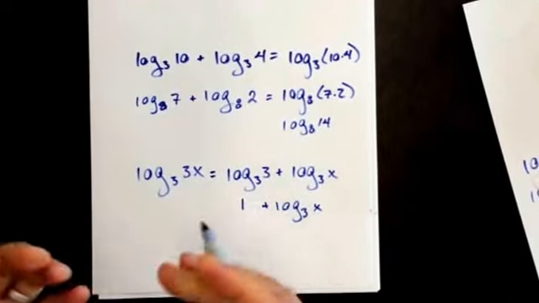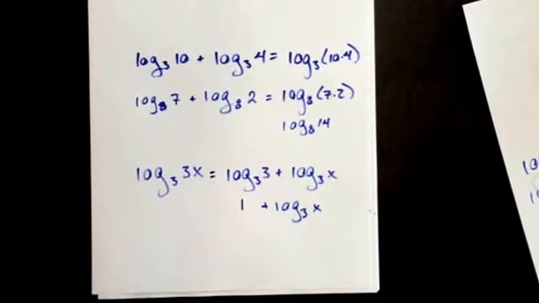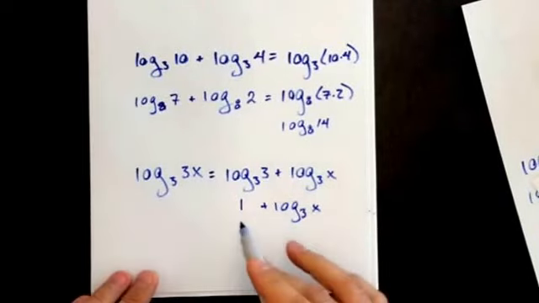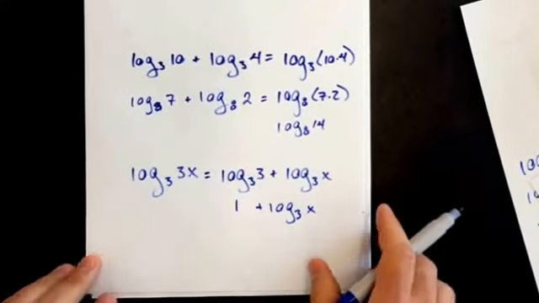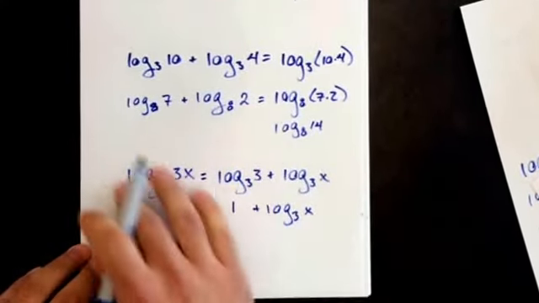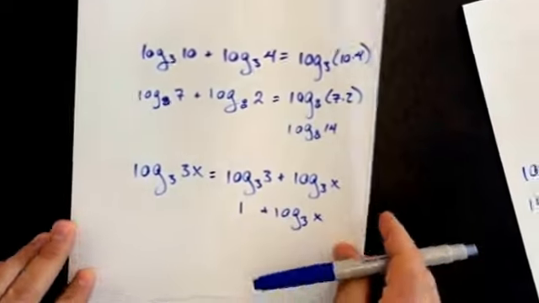So this is really why we developed this rule, to be able to do stuff like this. This is going to be more simple to solve for, and we'll get to that later on. That's the basic rule though for addition, okay?